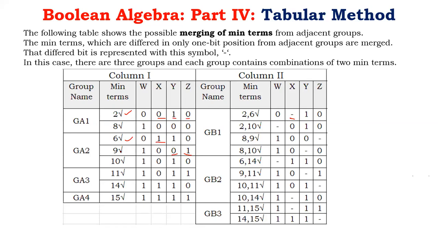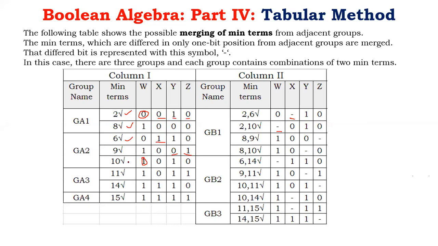So then again 2 to 10. 2 to 10, 0, 0, 1, 0 and 1, 0, 1, 0. So that is a 1 bit position change. 1 and 0, so dash 0, 1, 0. Similarly, 2 is over. So now 8. 8 and 6, there is no 1 bit position change. Okay, so we cannot consider it.